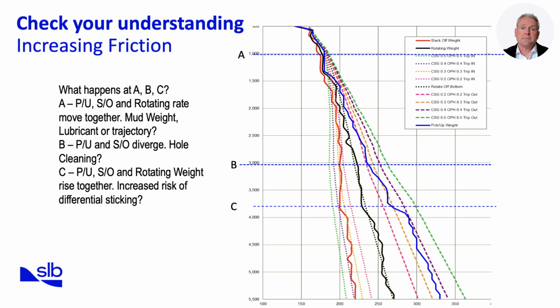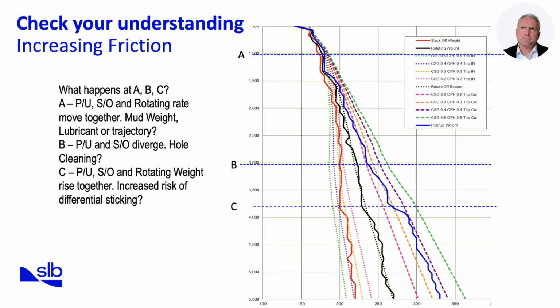At point B, pickup and slack-off diverge. This typically indicates poor hole cleaning. When cuttings accumulate, slack-off weight increases disproportionately, while pickup weight remains lower, creating a widening gap. The solution here is to improve hole cleaning by increasing flow rate, adjusting mud properties, or performing wiper trips.